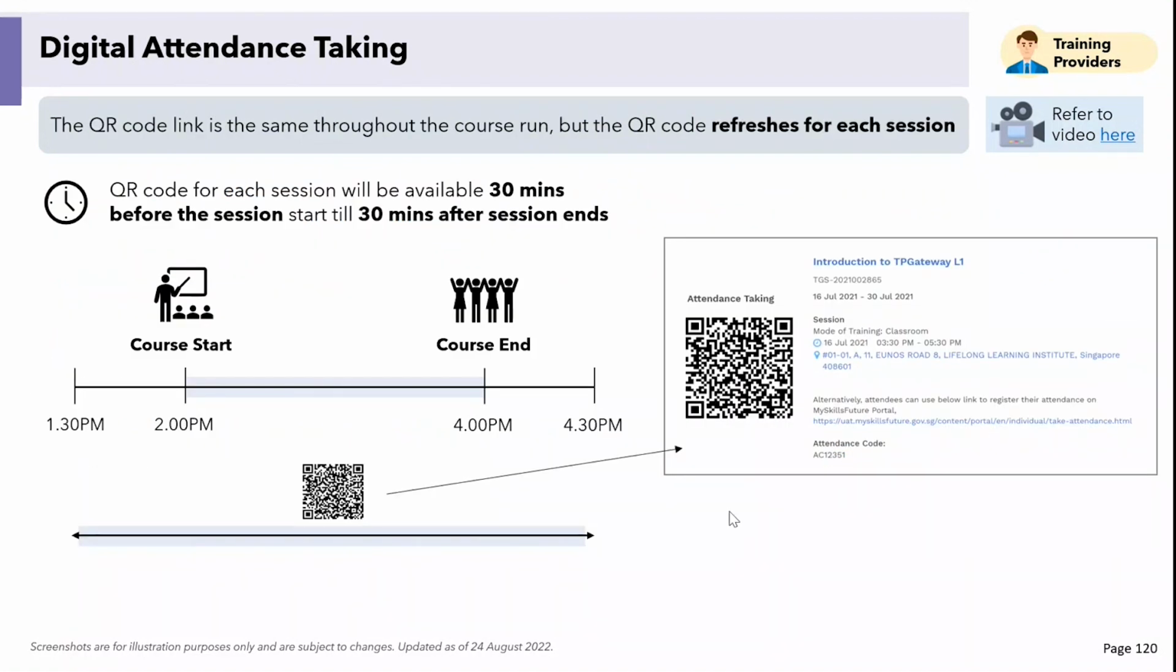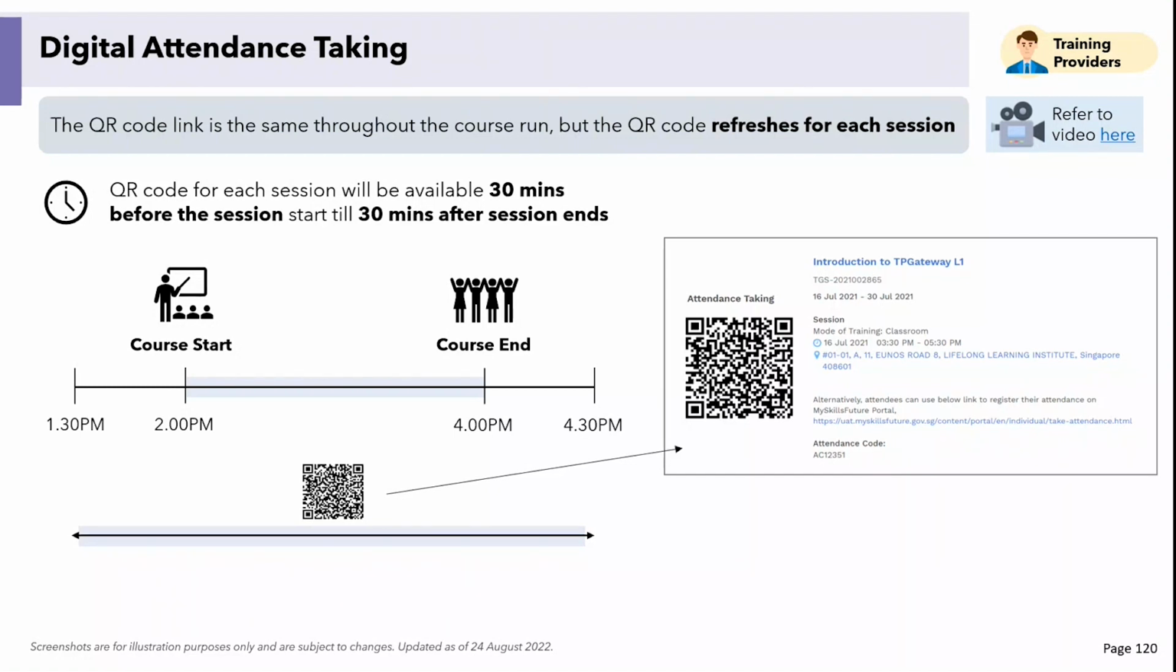So do note that this link sent in the email will stay the same throughout the course run, but the QR code will refresh for each session. For example, if I have a course running every day from Monday to Friday, on Monday when I click the link, it will be the QR code for the Monday session. And on Tuesday, clicking the same link will bring me to a new QR code for the Tuesday session. So it is the same link, but a different QR code per session. So make sure to refresh the link every session so that the right QR code shows up.